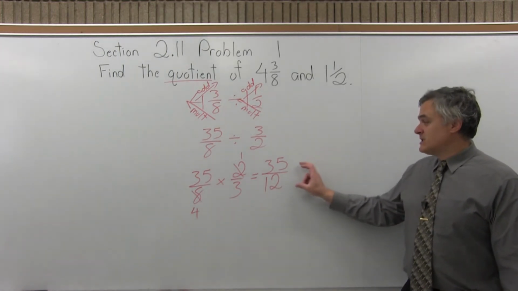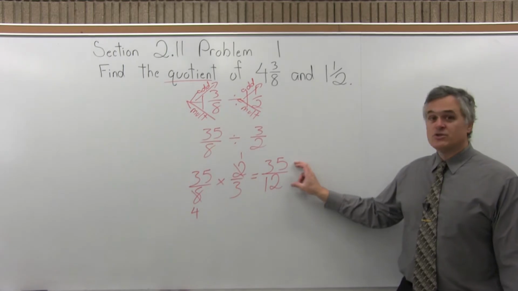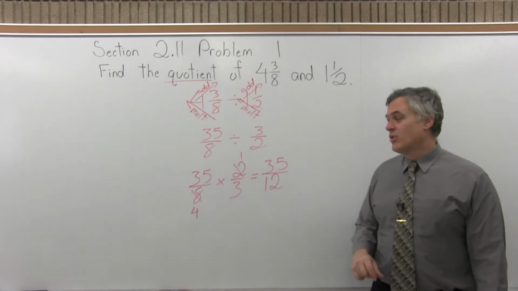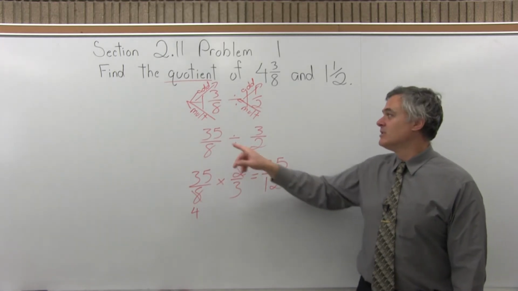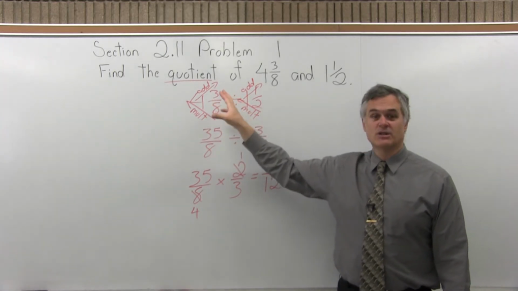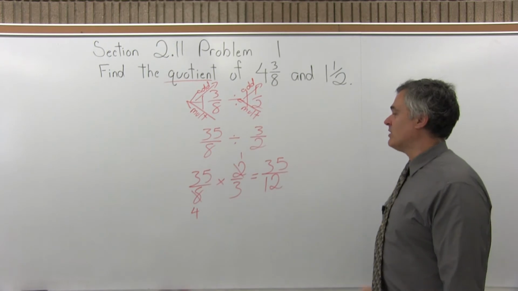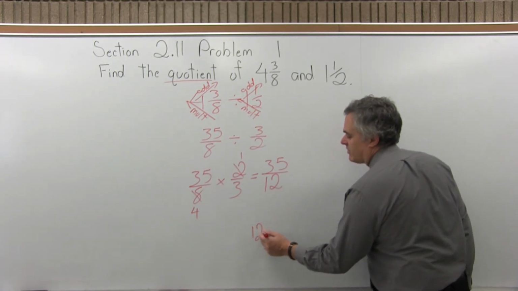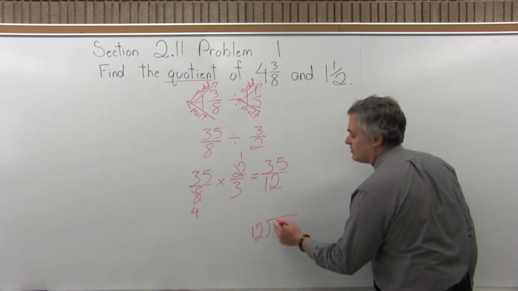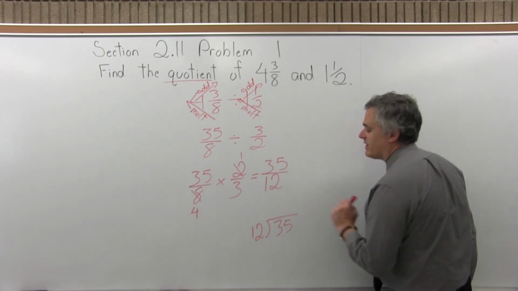Now, some math teachers are fine leaving a larger numerator than a denominator. That's called an improper fraction. Other math teachers will prefer that you write this as a mixed number, something with a number in front and the fraction, like the form we had when the problem started. So if that's the case, what you want to do is take the denominator of 12 in this case and divide it into the numerator.